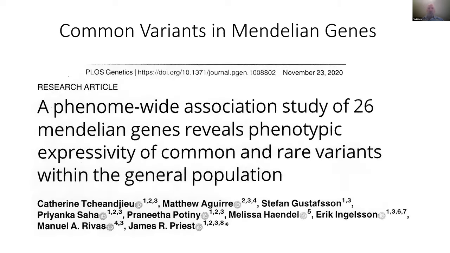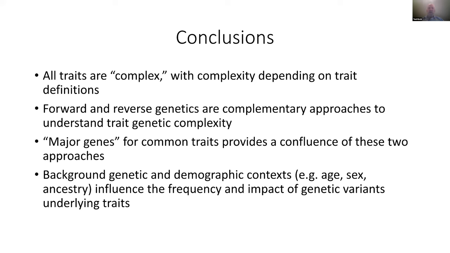For a more comprehensive look at this, my UCSF colleague, Catherine Chanju, who I think is in the audience, did a more comprehensive study looking at phenome-wide associations in 26 Mendelian genes, showing that there are both common and rare variants that have phenotypic expression within those genes. So in summary, my view is that all traits are complex, depending on how you're defining the trait. Forward and reverse genetics are complementary approaches that can help understand trait genetic complexity. Major genes for common traits provide a confluence of these two approaches.